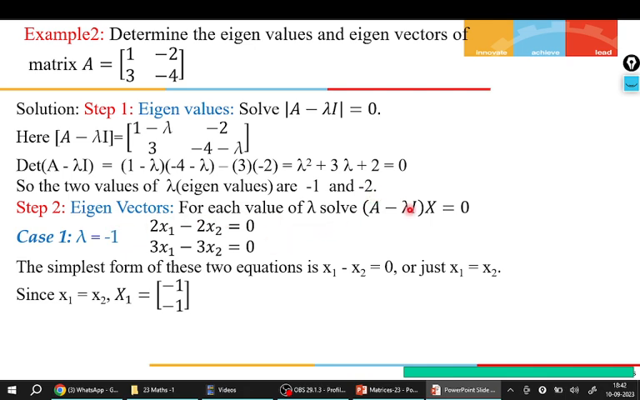Step 2, we solve A minus lambda I times x equal to 0 for each lambda. When lambda is minus 1, we get this equation. Let us put x2 equal to t. You get x1 also t. So x1 equals x2, that is t. So the general vector is t, t. If you replace t by minus 1, you get this vector. If you're not happy with minus 1, you can replace t by plus 1 also. So the eigenvector can be minus 1, minus 1 or 1, 1, also correct. You have to write only one vector; do not write multiple vectors, it's not required. Either write 1, 1 or minus 1, minus 1.